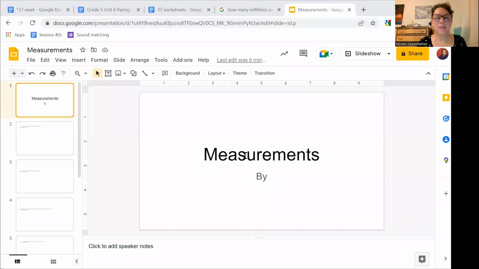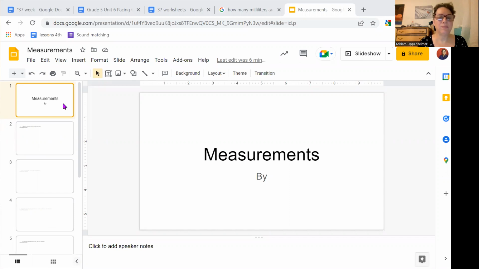Today, we're going to talk about measurements. You guys are going to make a slideshow. So let me show you basically how to do it, okay? So I'm going to share my screen, and here we go. So you're going to make a slideshow. This is what you'll have.